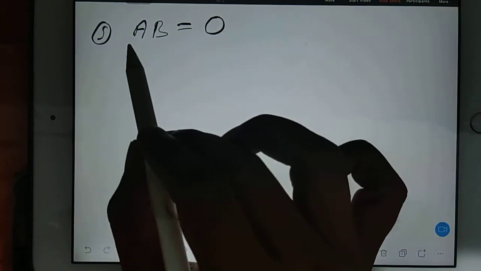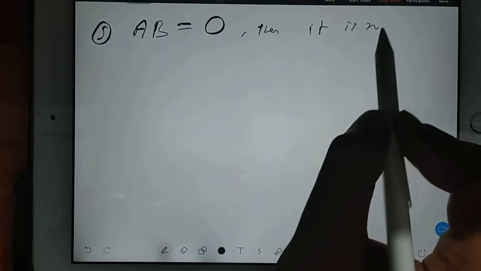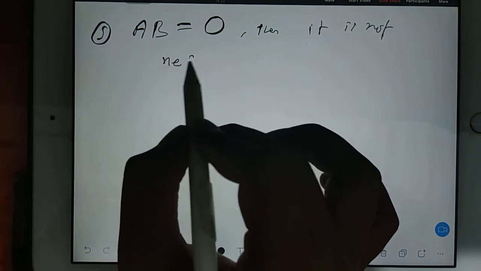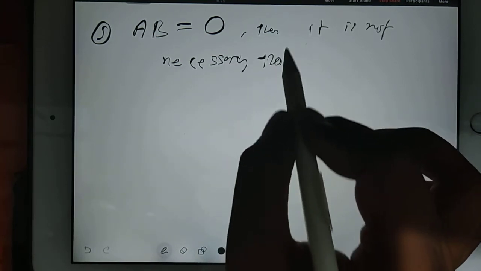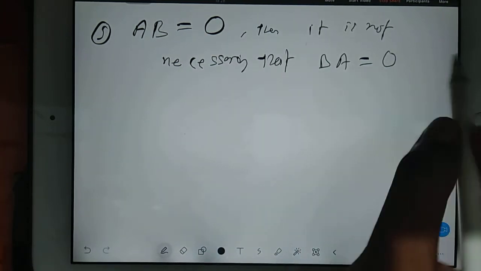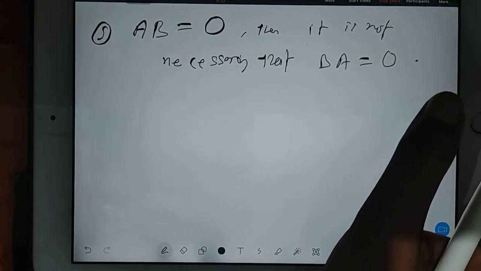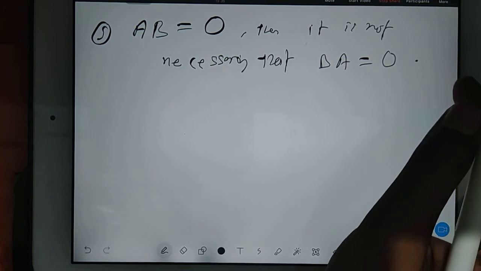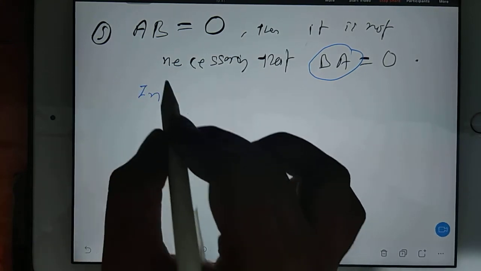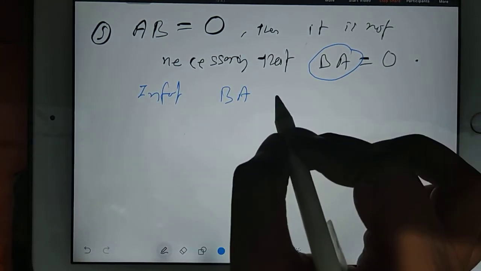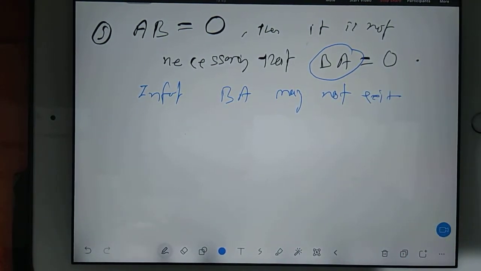Now suppose I am multiplying A and B and I am getting a null matrix, then it is not necessary that B, A will also be a null matrix. It is not necessary. In fact, B and A may not be possible also. So you also take down: in fact, B, A may not exist. We are not sure. B, A may not exist.